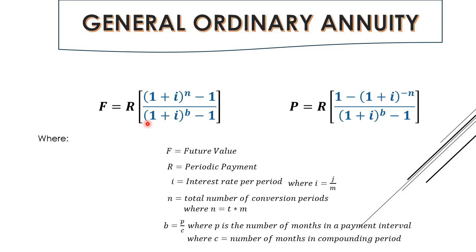All right, so the formula for the present value, we have R times 1 minus 1 plus I to the power of negative n over 1 plus I to the power of b minus 1. So the only difference there is their numerator, right? So that would be easy to memorize or familiarize. Okay, so let's have an example.